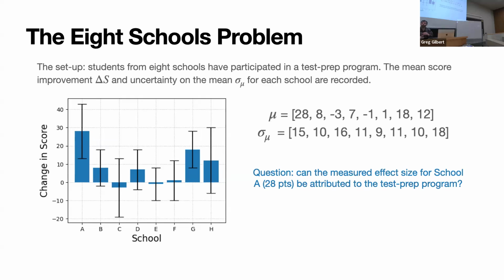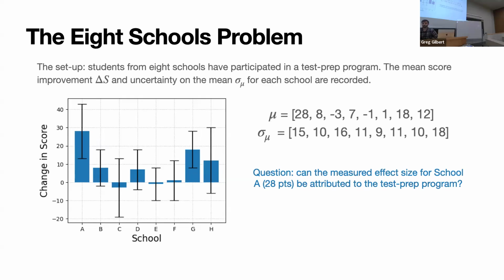Okay, so here is the setup to the problem. Let's say that we have 8 different schools, and students from the schools all engage in a test prep program. At the end of the test prep program, they all take their exam, and we record the average improvement per school, delta S, and the uncertainty on that mean, sigma.